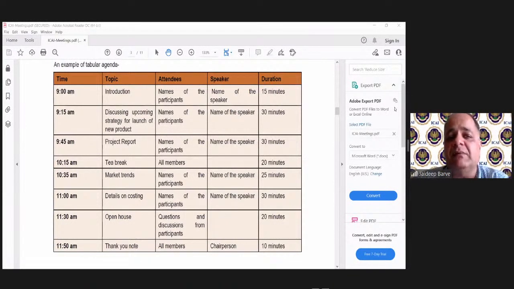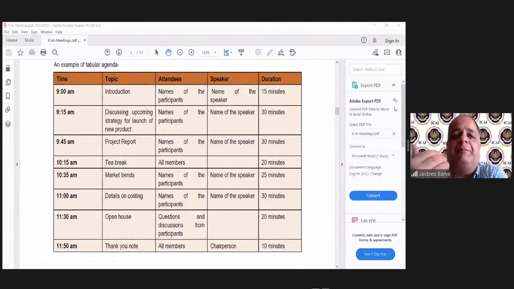You are going to have 2 discussions. One discussion on the new product, and somebody is going to speak on the project report. Then a 20-minute tea break, and then another 2 sessions. One is on market trends and costing. Then the house is open for questions and discussions for participants. And the last is a thank you note. So within the 5 columns, which are time, topic, attendees, speaker, and duration, the entire 3-hour session is nicely planned out.